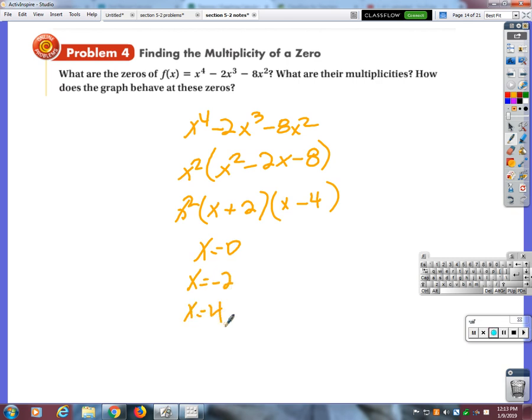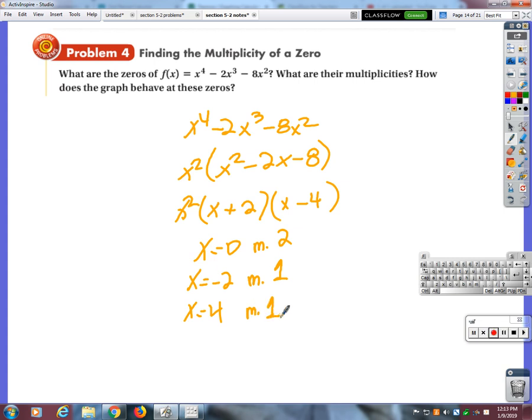Okay, what is the multiplicity of 0? How many times does that show up? Twice, because it comes from this x squared. So this has a multiplicity of 2. How many times does negative 2 show up? Just the once, because these parentheses aren't being squared or cubed or anything like that. So that's a multiplicity of 1. And this one also has a multiplicity of 1.